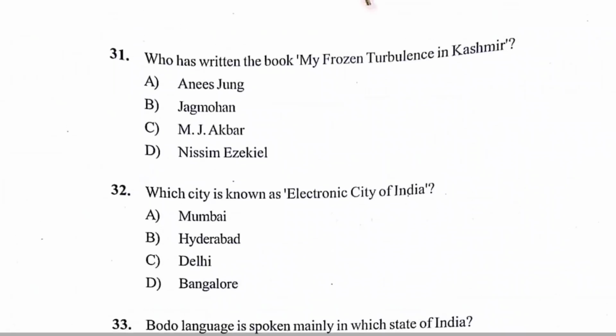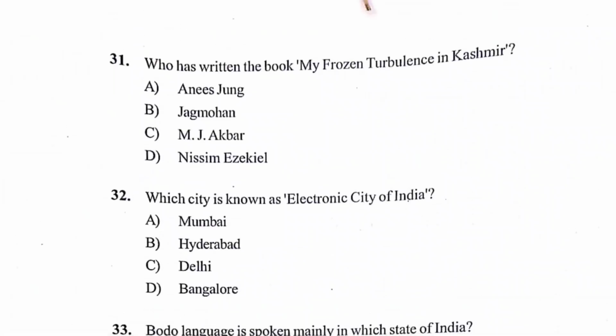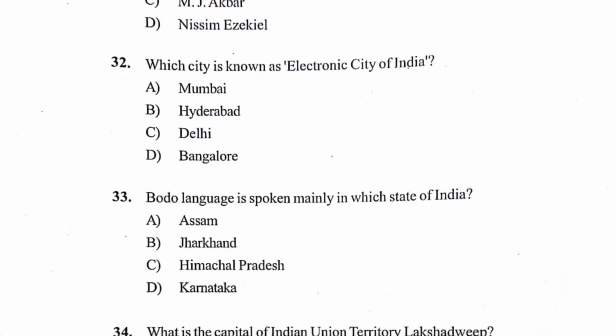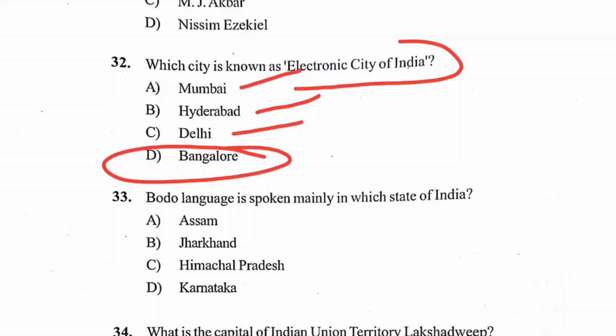Next question is, who has written the book My Frozen Turbulence in Kashmir? I guess we know the answer. It is Jagmohan, who was the governor of J&K back in the 90s. Then next question is, which city is known as the Electronic City of India? Options are Mumbai, Hyderabad, Delhi or Bengaluru. Correct option should be Bangalore.